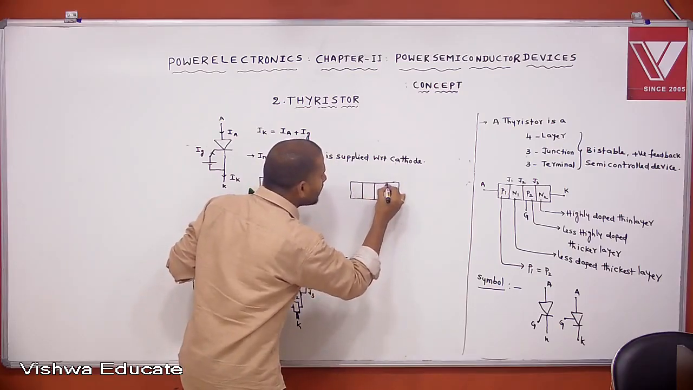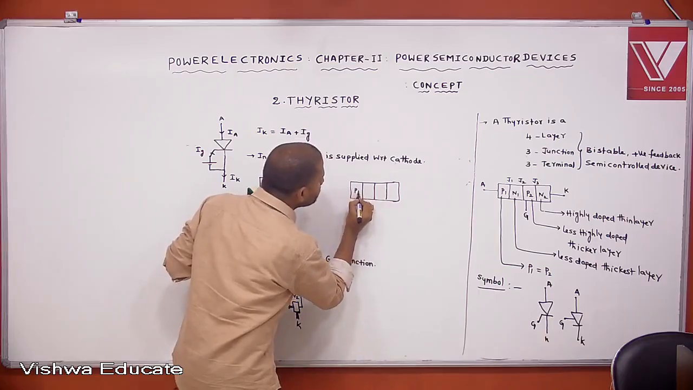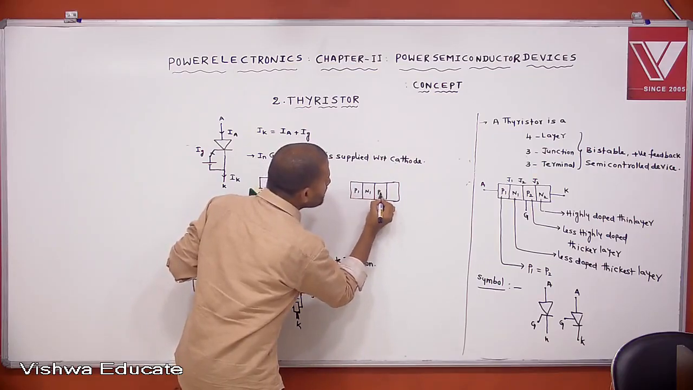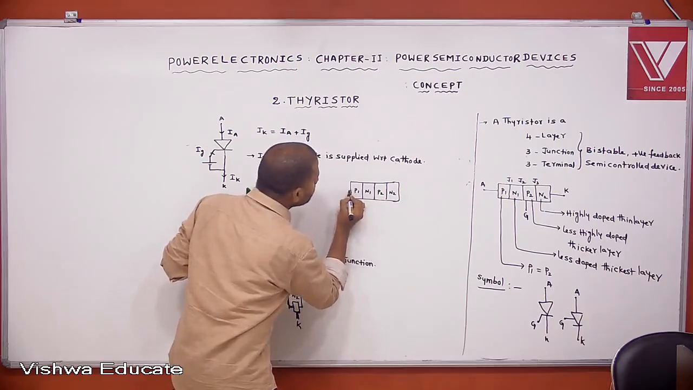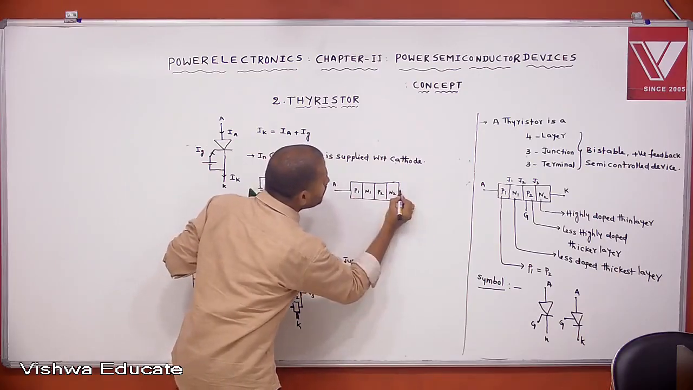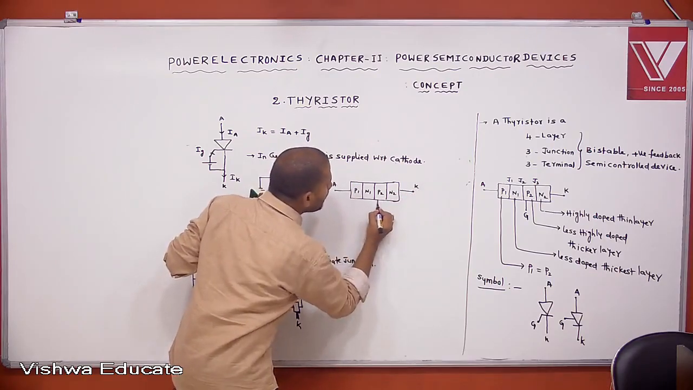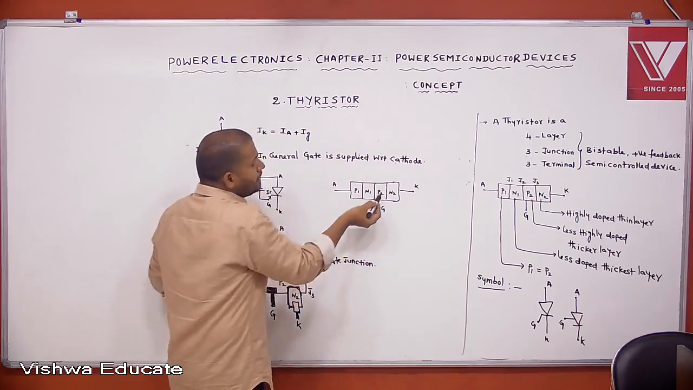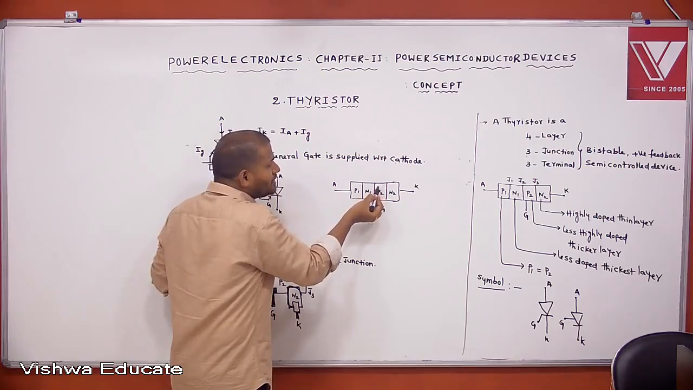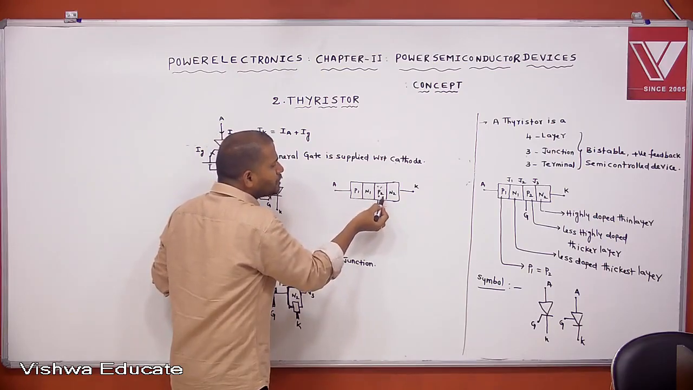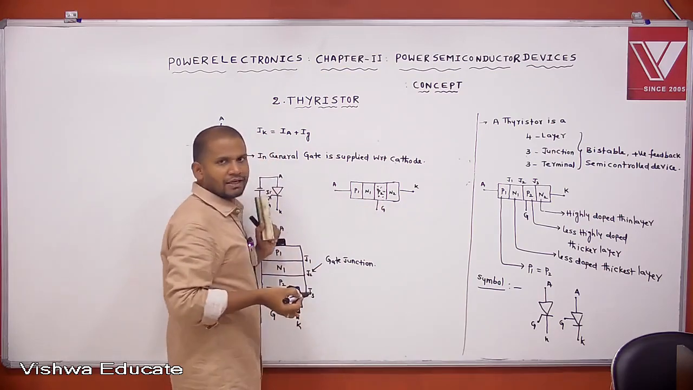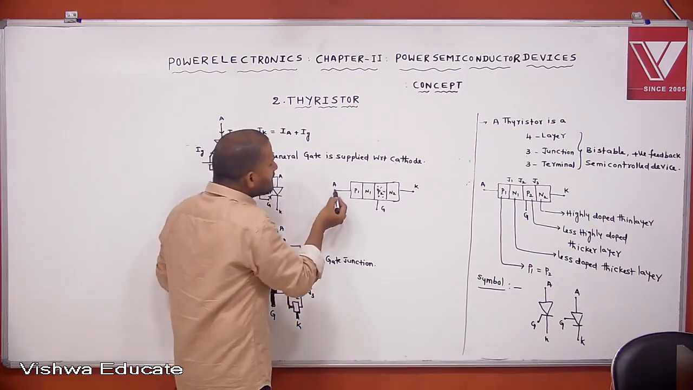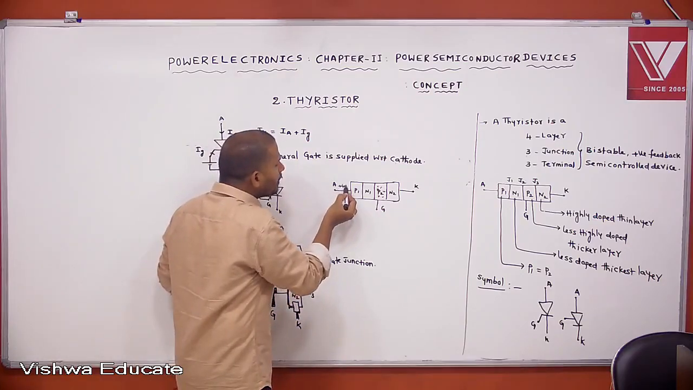Concept is very simple. This is P1, this is N1, this is P2, this is N2. Now this is anode and this is cathode, and the gate is connected to the inner P layer. This P layer means the majority carriers are positive charge, that is, holes. This is the anode terminal, means positive terminal.